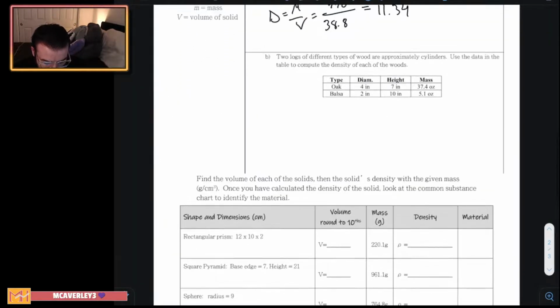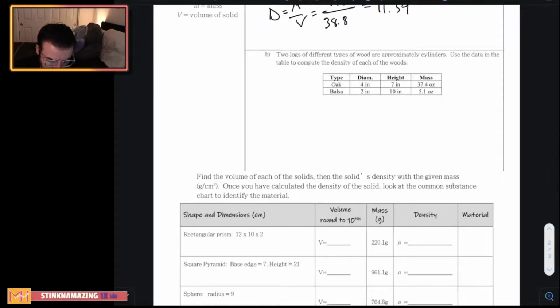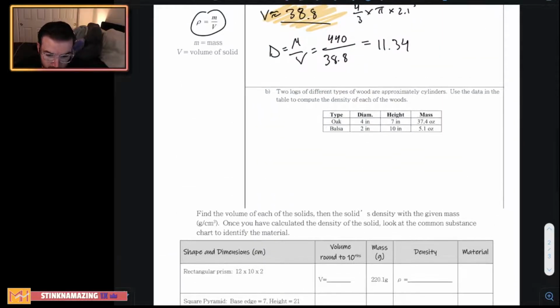And let's take a look at this last problem here before this table. We'll fill in this table together here.